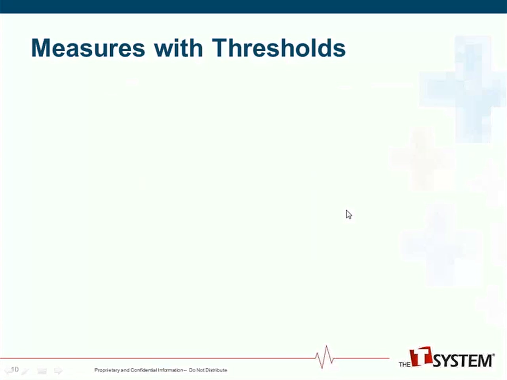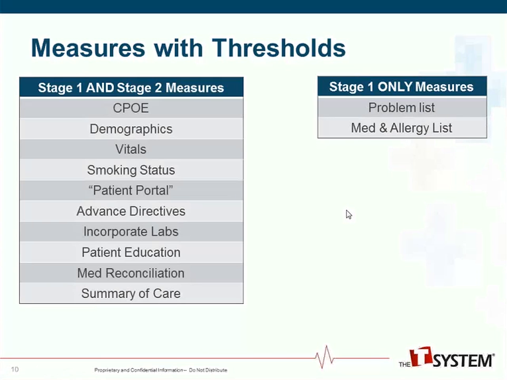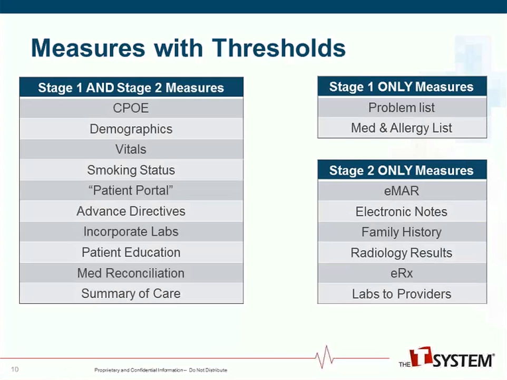I want to talk now about measures with thresholds. In stage 1 and stage 2, there are measures that are common between those, and these should look very familiar to you. Stage 1 had a couple of eliminated measures with thresholds, and stage 2 added many more. Thresholds are a favorite of CMS because they give some flexibility in how hospitals can meet the measure.